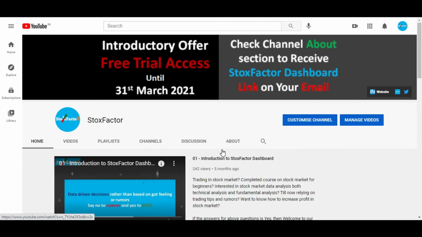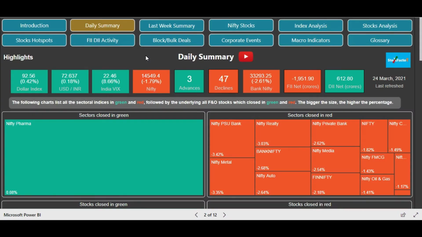So friends, let's get started. We are onto the daily summary page now. And friends, as you can see, this page generally represents the data for the last trading day. Suppose today is 24th of March. Whatever trading activities happened on 24th of March, this page gives you the summary and then the detailed view at the bottom about what actually happened in the cash and derivative segments both.